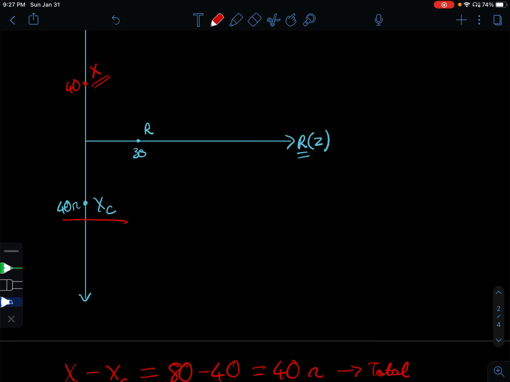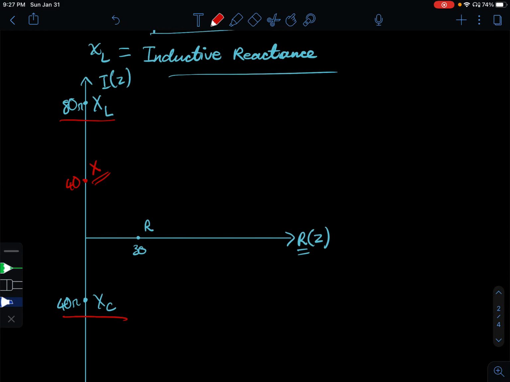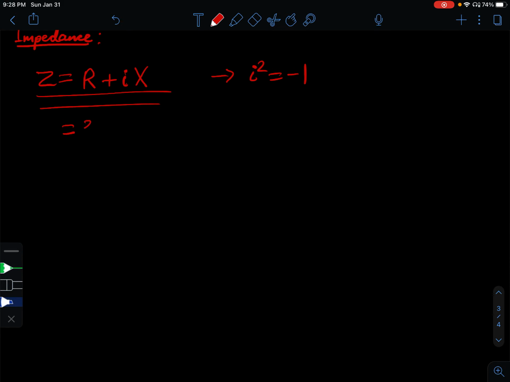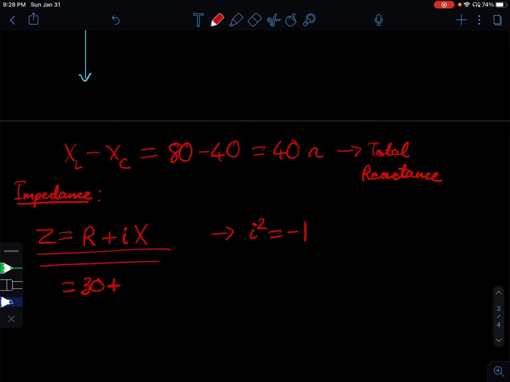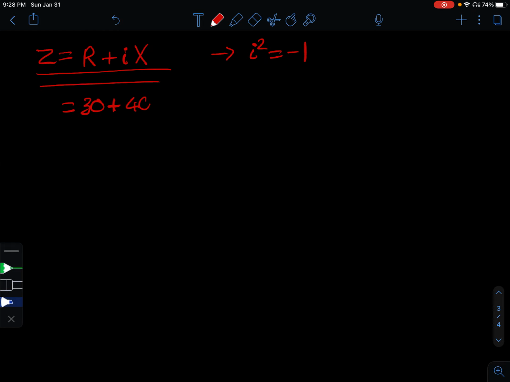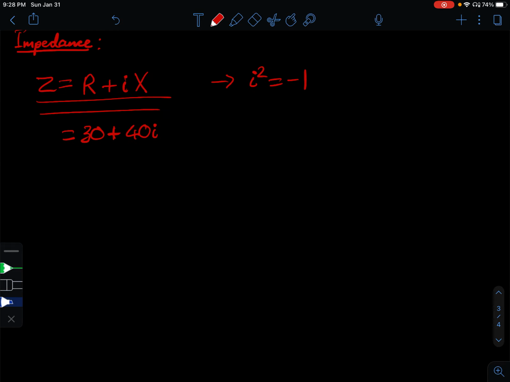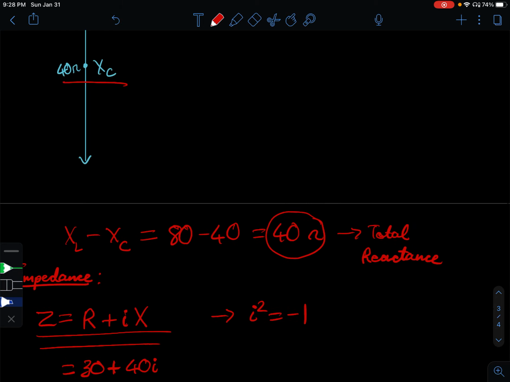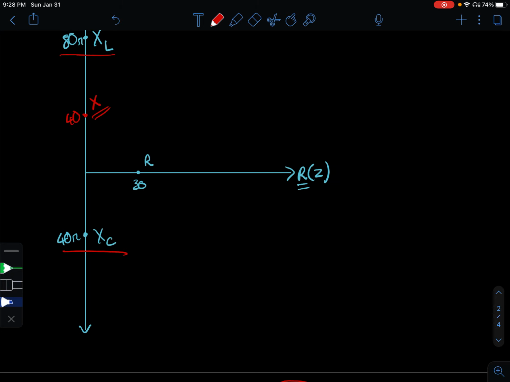We know the resistance in the circuit is 30, as we've graphed it. So all we're going to do is 30 plus what is X, the total reactance. We just found that. It's 40. So it's 30 plus 40I. And guess where that complex number is? That's right. It's exactly somewhere there.